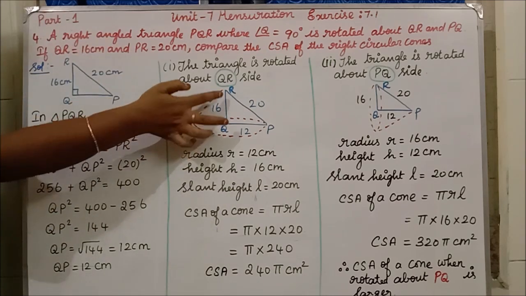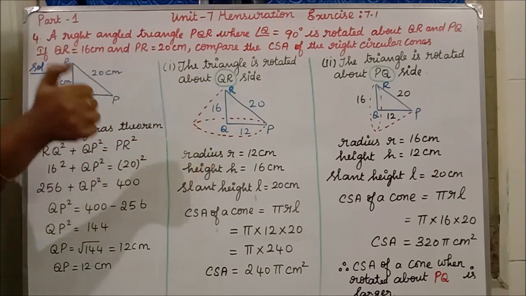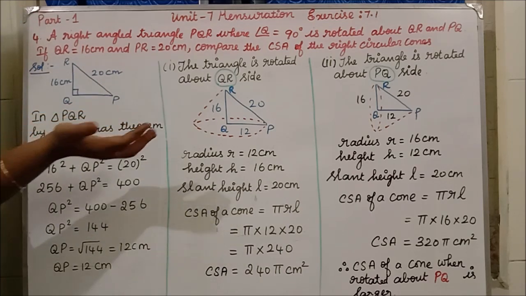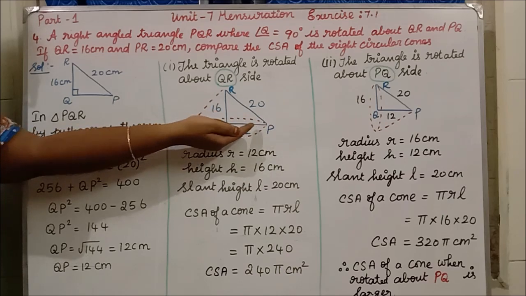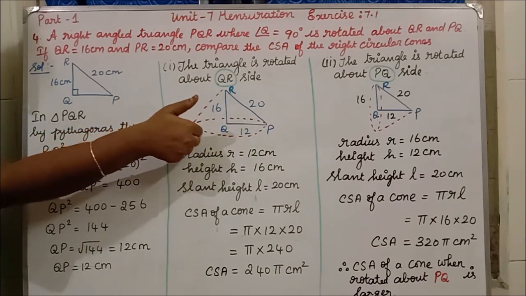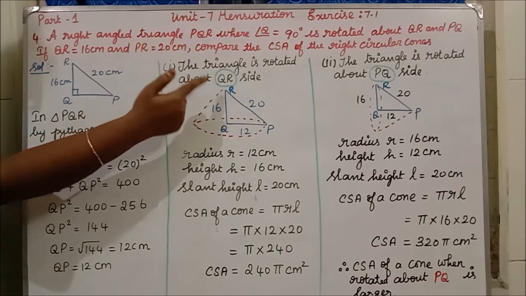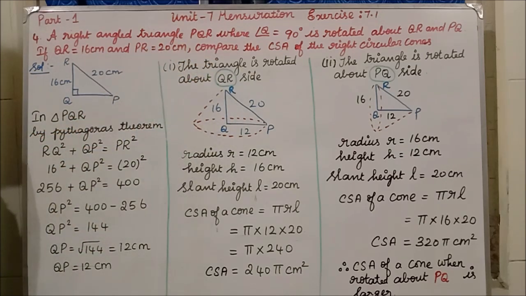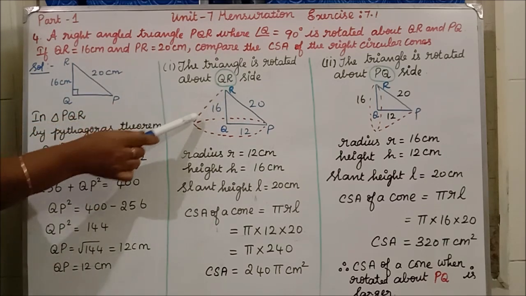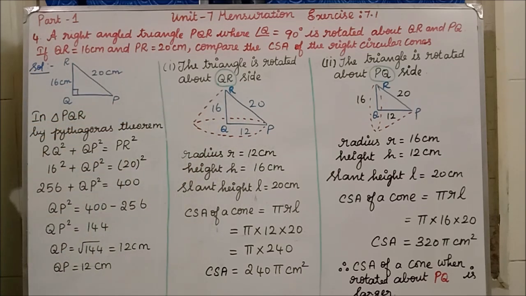See, when I am rotating about the side QR, which I am keeping constant, fixed, going to keep it fixed means this. So when I am rotating like this, the triangle is rotated about the QR side. By that time the same triangle I have drawn here. See what shape you are getting? We are getting the shape of a cone, isn't it?